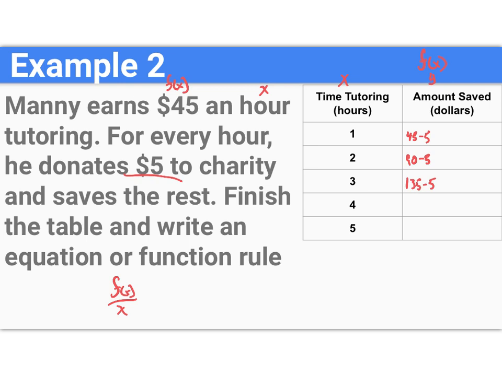So write an equation or function rule. If we're talking about a function rule, we start with f of x equals 45 times the number of hours minus the $5 he gives away. Now, if we're talking about an equation, and this is how you usually see it, it is y equals 45x minus 5. What's the difference? When you're talking about a function rule, it's f of x. When you're talking about an equation, it's y. And this form is used for graphing.